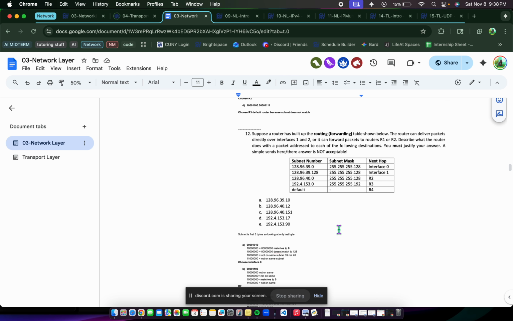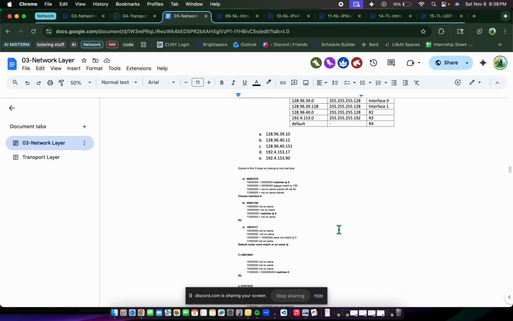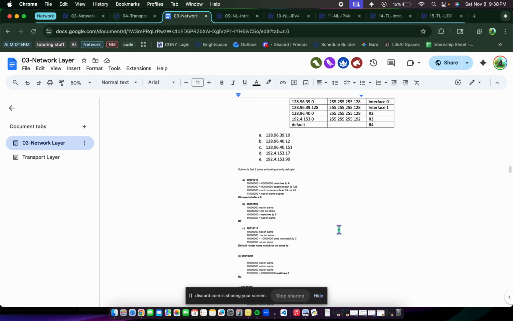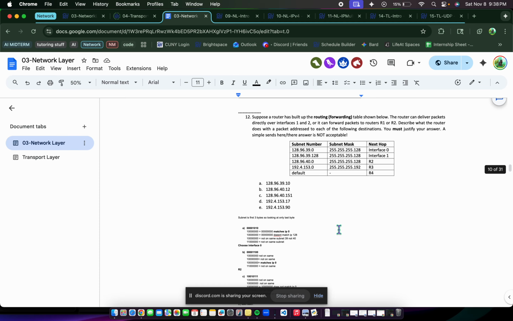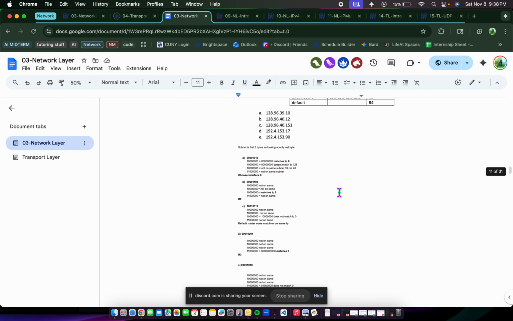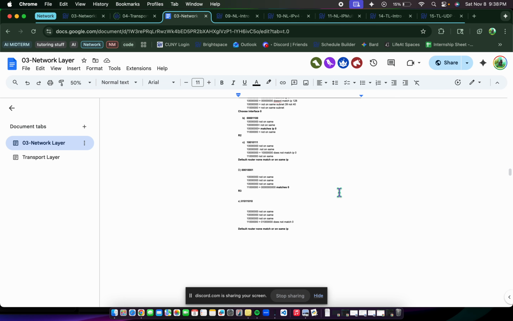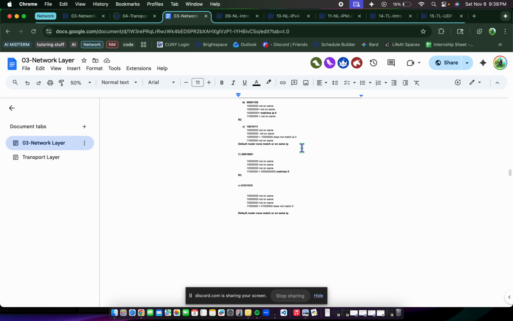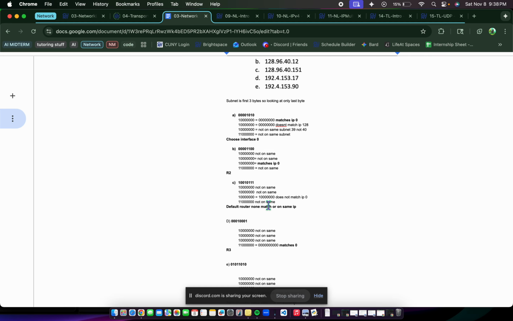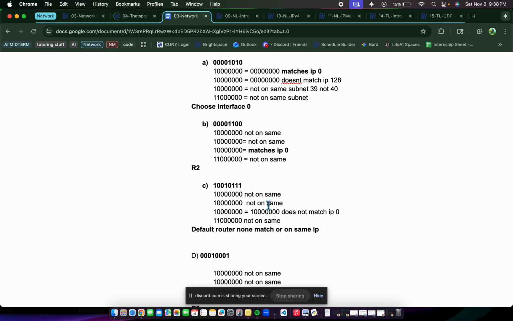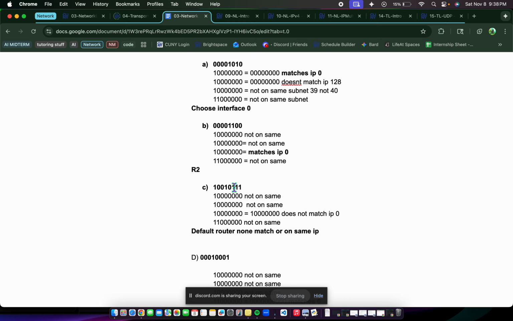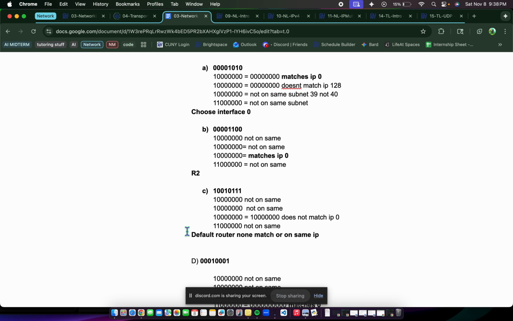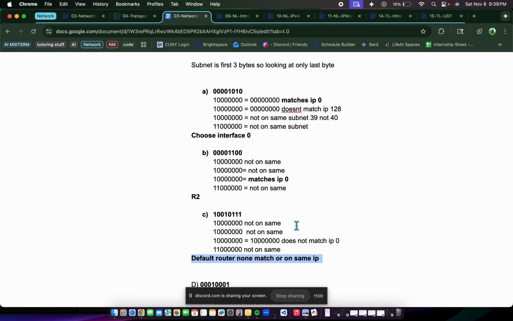Okay, and there's more questions on this. At this point, it gets extremely repetitive. There's nothing different really about this one, just the number of bytes that you're taking a look at. There is one that you'll actually see. It's possible for something like this to happen. It gets sent to the default router, not because it's not on the same subnet, straight up because nothing matches.